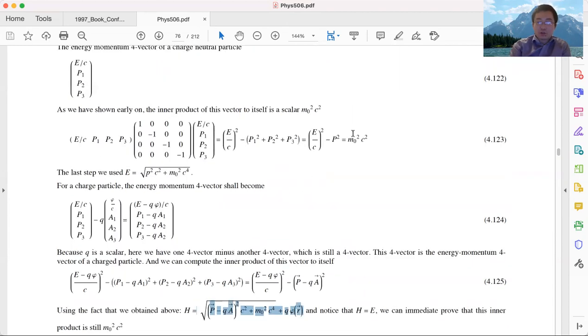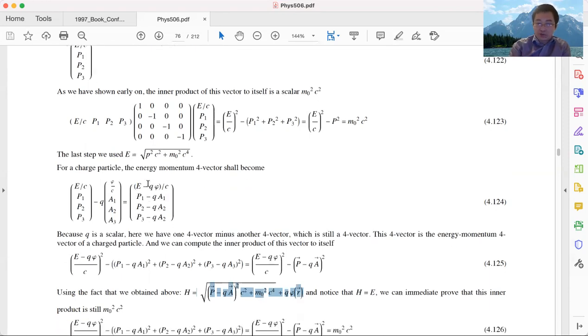So for a charge neutral particle, in order to get the rest mass and speed of light squared, you do the energy momentum vector inner product energy momentum vector. For a charged particle, we do this guy, this 4D vector, inner product to itself.